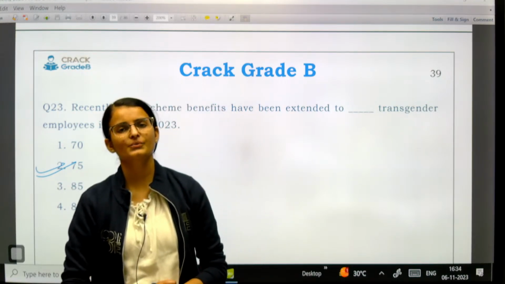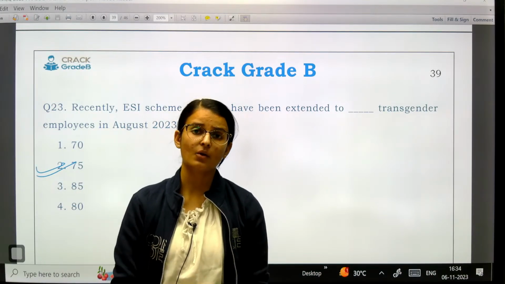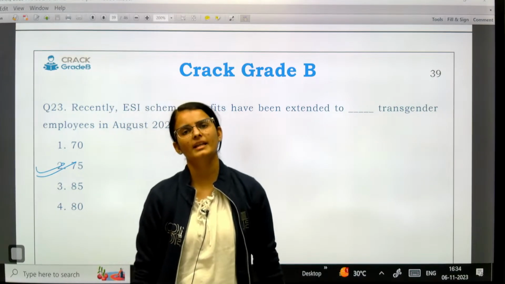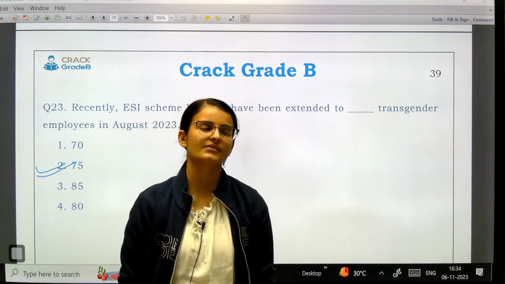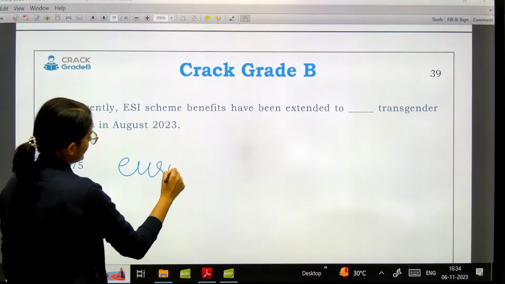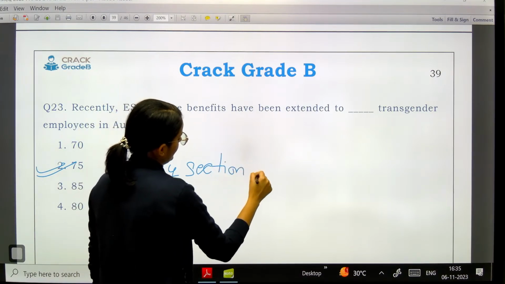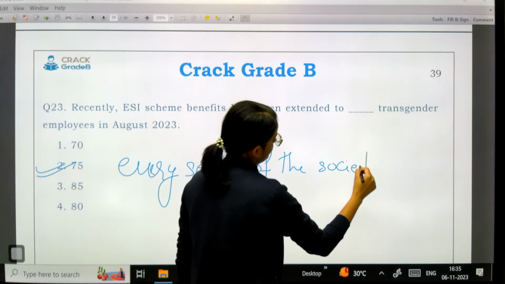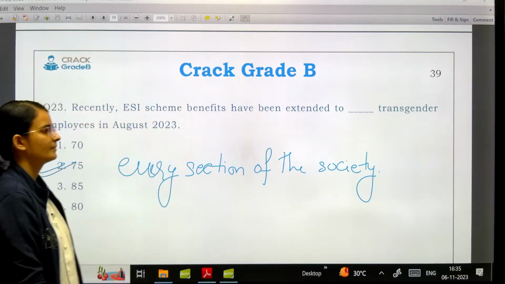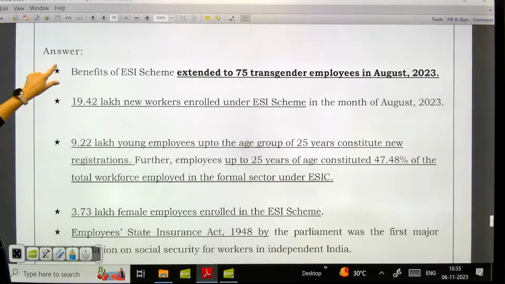So this basically shows that ESI is delivering the benefits of social security without any discrimination on gender or any other basis. It is providing social security to males, females as well as transgenders. So it is trying to reach every section of the society. Let's read about ESI recent data.